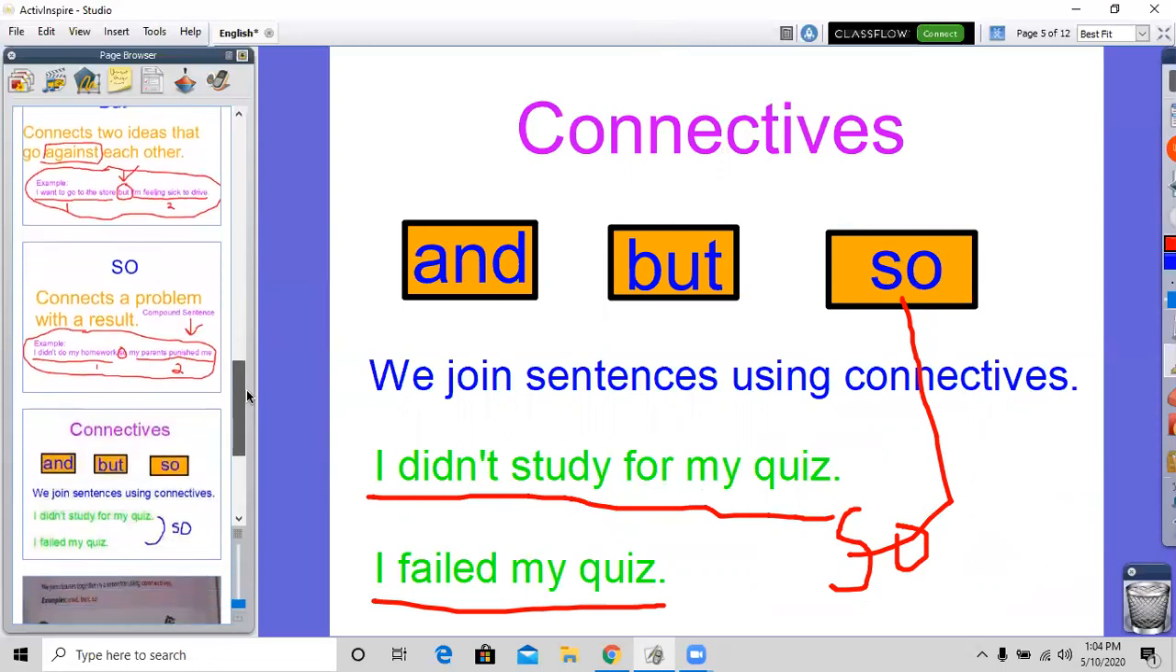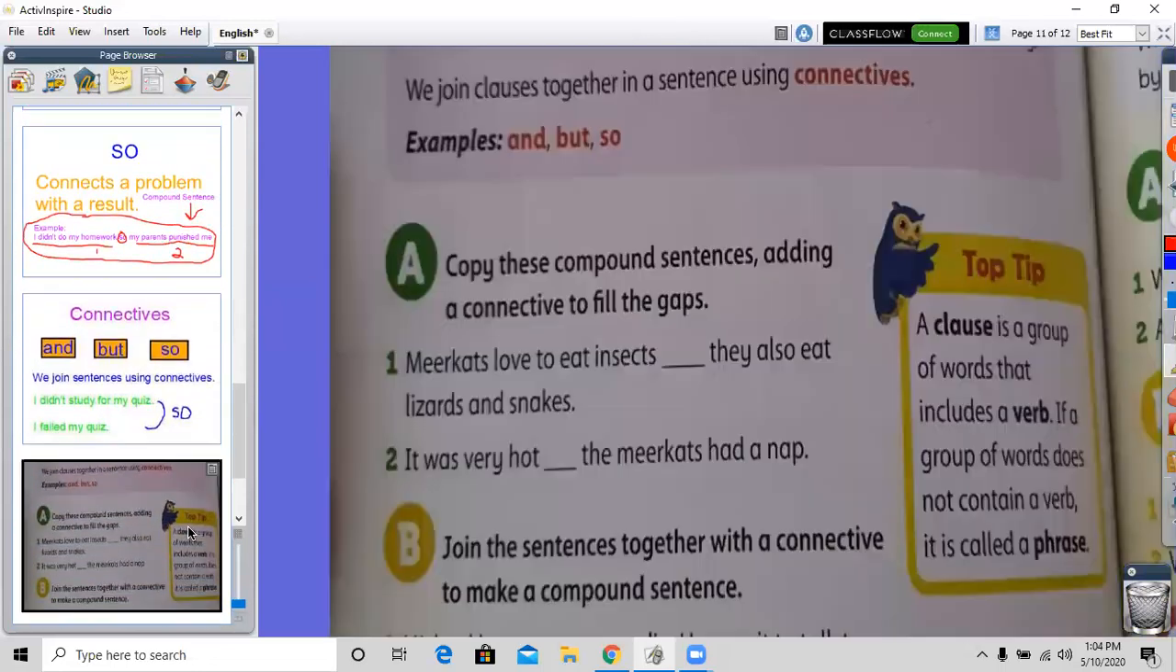Now turn over to page 126 if you still haven't, and let's start solving. Copy these compound sentences, adding a connective to fill the gap. So the very first one, if you look at it: meerkats love to eat insects. Then you have a space. Then, they also eat lizards and snakes.